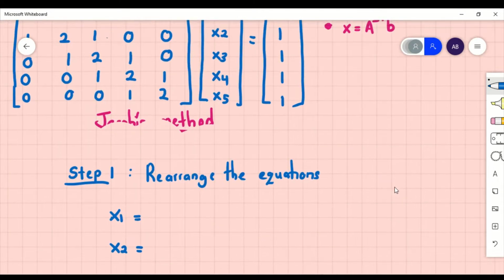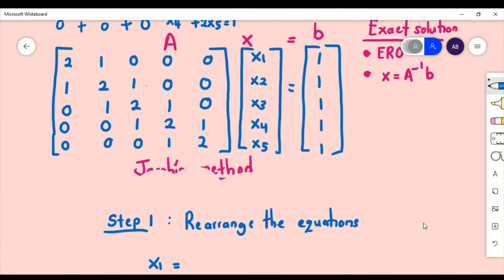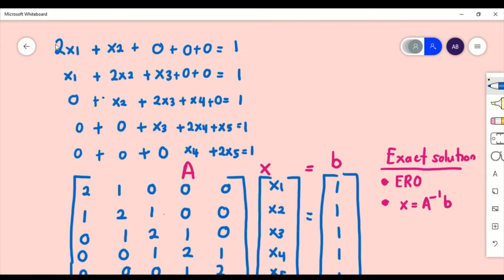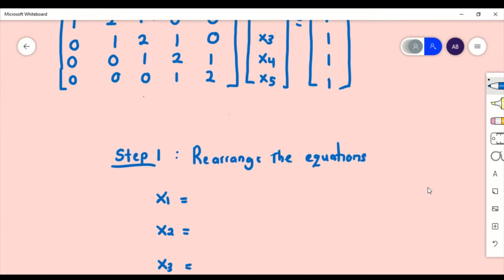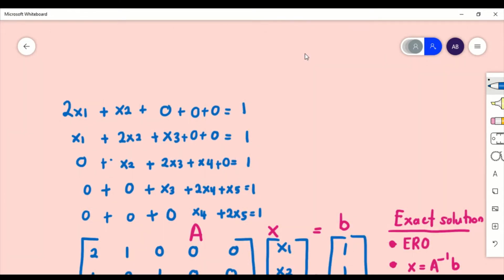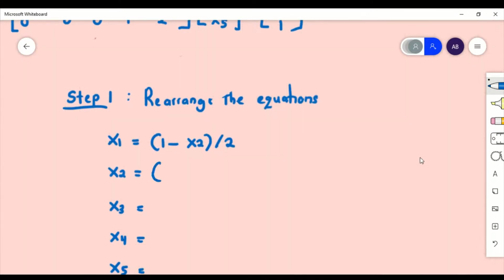So if you look at my system here, the one I wrote earlier on, to write x1 equals, I have to look at this first equation. I have x1 equals (1 minus x2) divided by 2. And then for x2, I have (1 minus x1 minus x3) divided by 2.